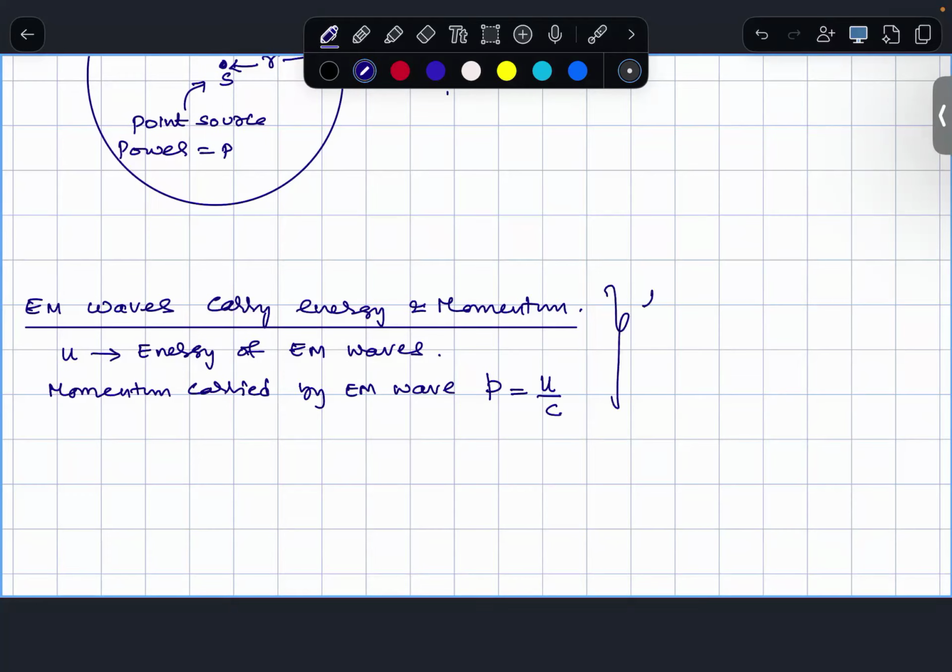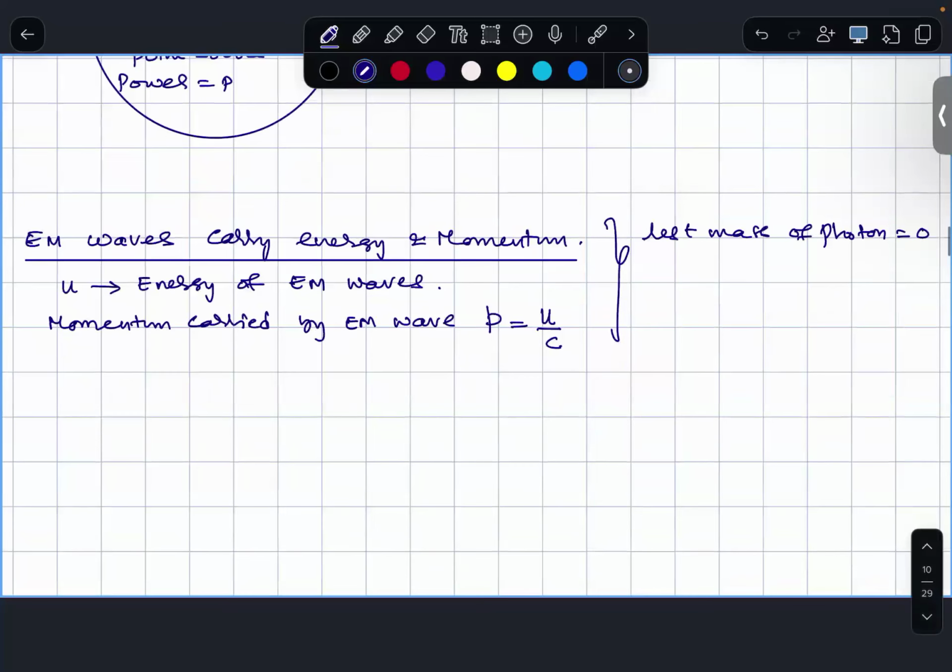Remember, rest mass of a photon is 0. Rest mass of photon is 0, but still they carry momentum. You can feel the pressure or force exerted by electromagnetic fields. In the process, for example, you meet with some surface which is a perfect absorber.